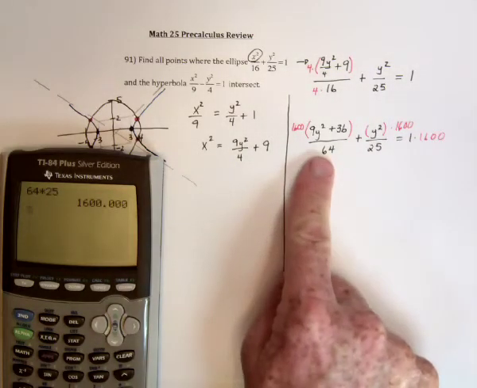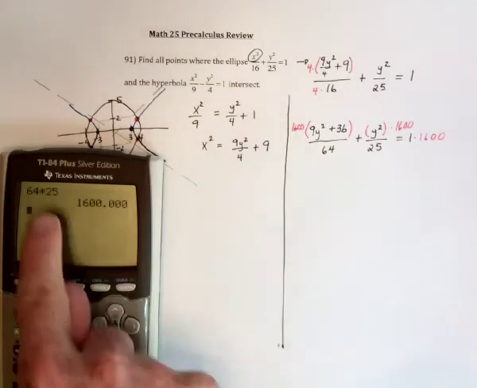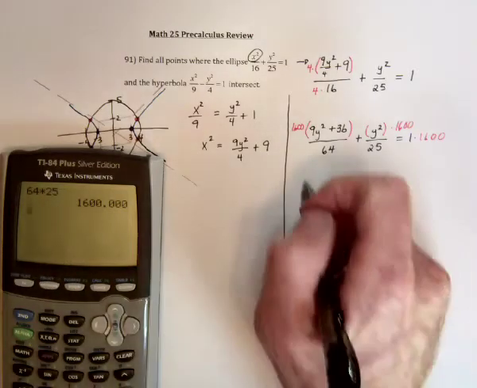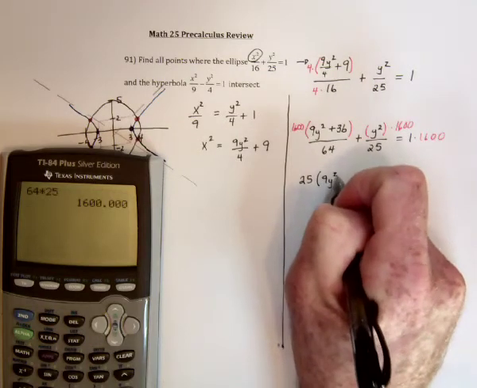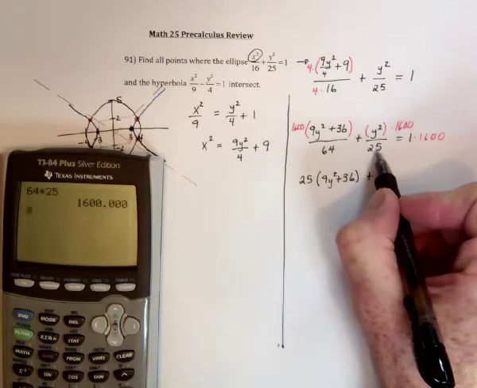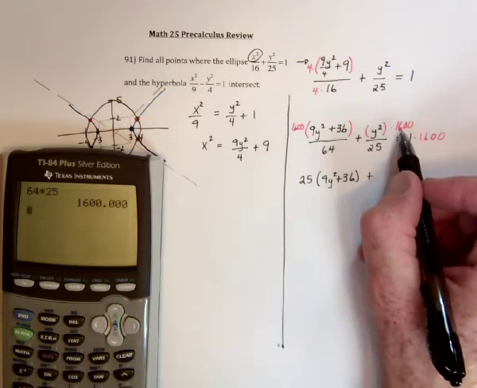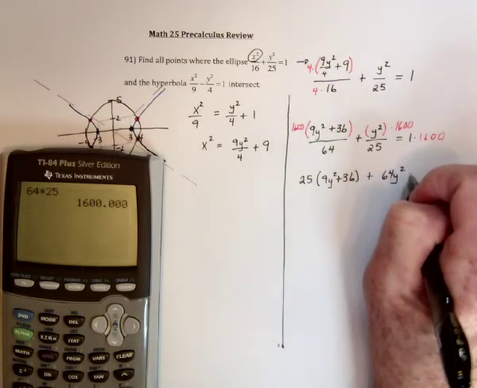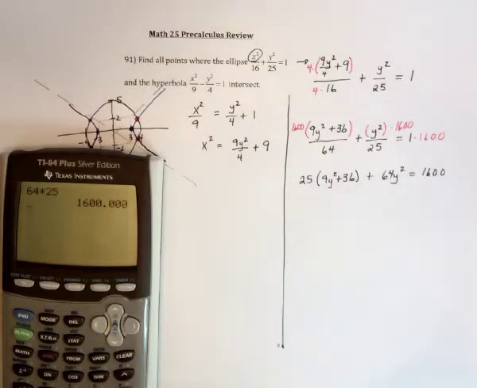So all three terms get multiplied by 1600. And then in here, 64 will divide into 1600 25 times because that's where the 1600 came from. So we would have 25 in parentheses 9y squared plus 36 plus over here 25 into 1600 will leave 64 y squared and then equals 1600. Look at that, we're almost done.